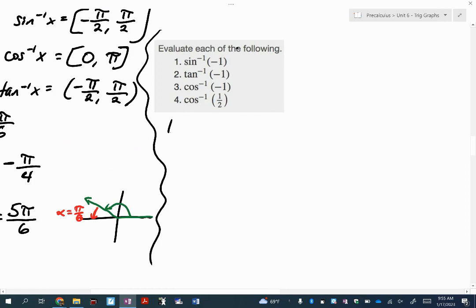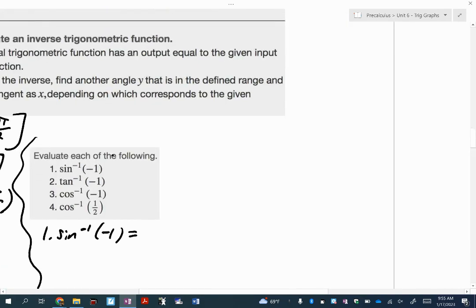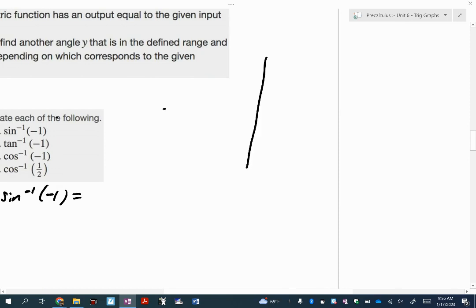Very similar. So this one, number 1, arc sine of negative 1. This is going to be quadrantals here. So make sure, if you don't have this written down somewhere or a photo of it, make sure you've got your quadrantals somewhere because you're going to need these to be successful in this class.